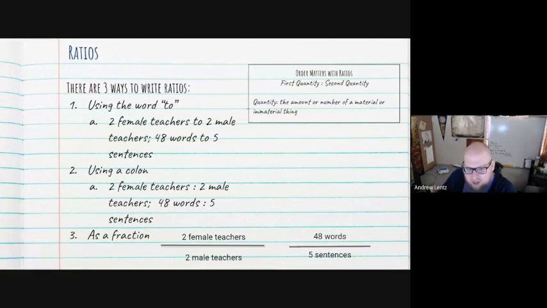The last way is kind of what we've already talked about. You can use it as a fraction. Ladies and gentlemen, fractions are basically just ratios. You're comparing the total part to a whole part.